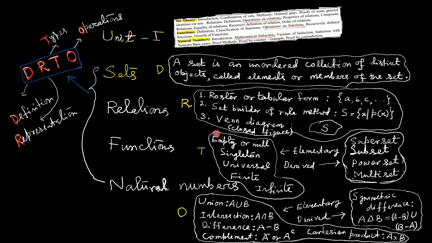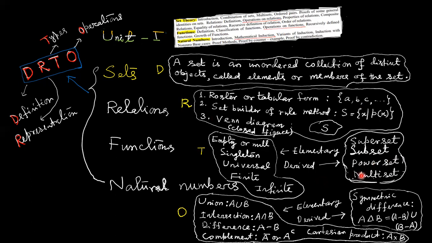Then the types of sets are separated into two categories: one is elementary types, the other is derived types. Elementary types are the basic definitions. From these elementary types of sets, we consider derived types of sets: superset, a bigger set of a given set; then subset, a part of the given set; then power set, one method by which we can create new sets.